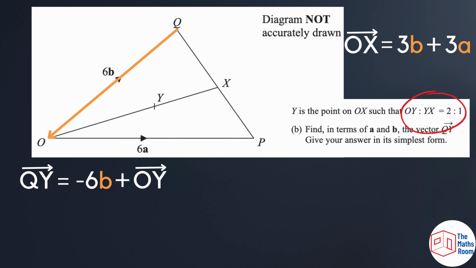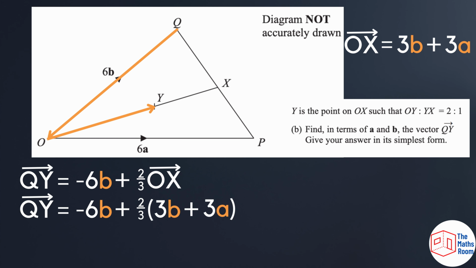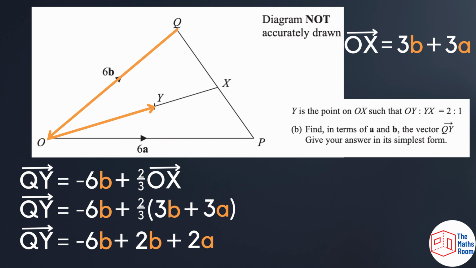When splitting a ratio into a fraction, you need to remember the denominator is the total number of parts. So our denominator in this case would be 3, and we're interested in the OY section, so that would be 2/3 multiplied by my original OX. Plugging OX in and multiplying out our bracket, our final step is then just to collect our like terms. And there we go. We get QY is equal to 2A minus 4B.